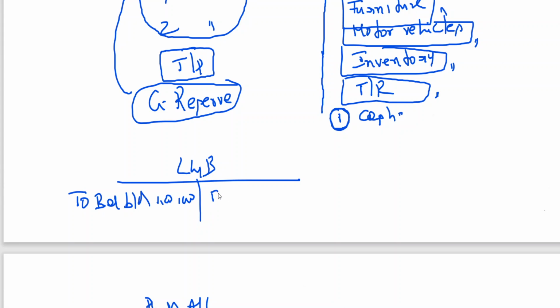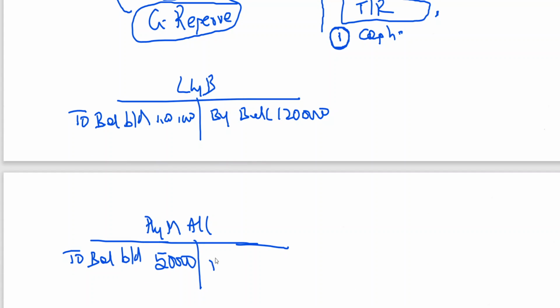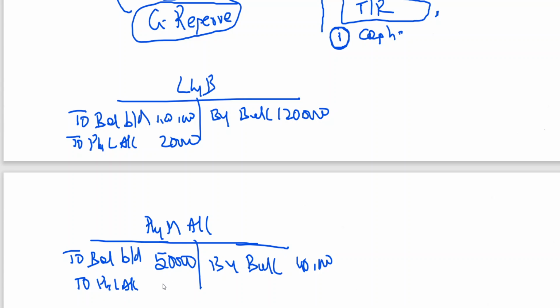Now, I told you when you sell it, you will be writing bank account Dr. to asset. Bank account Dr. 1,20,000. And plant and machinery, by bank, I have given the example, sold for 40,000. Now you can see the difference. Here on one asset you are getting a profit, on the other asset you are getting a loss. So profit you transfer to P&L account. Normally to P&L account, here the loss will be transferred to P&L account.